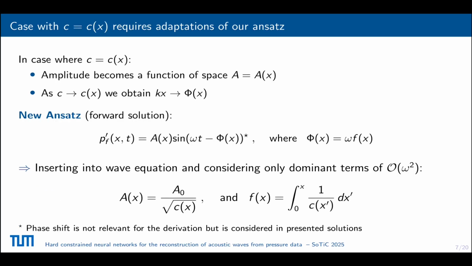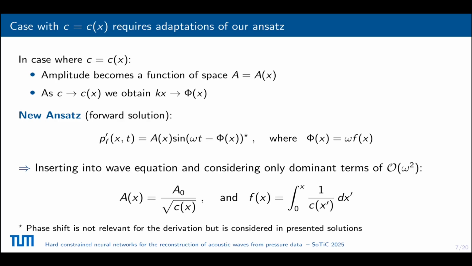Okay, before we can go here, we first of all have to revisit our underlying ansatz for the case where c is no longer just constant, but actually a function of x. In this case, the amplitude of each forward and also of each backward traveling wave is no longer constant, but becomes a function of space itself. As the speed of sound is now also a function of x, the product of spatial wave number k, which is just omega divided by c, times x, becomes a general nonlinear function.